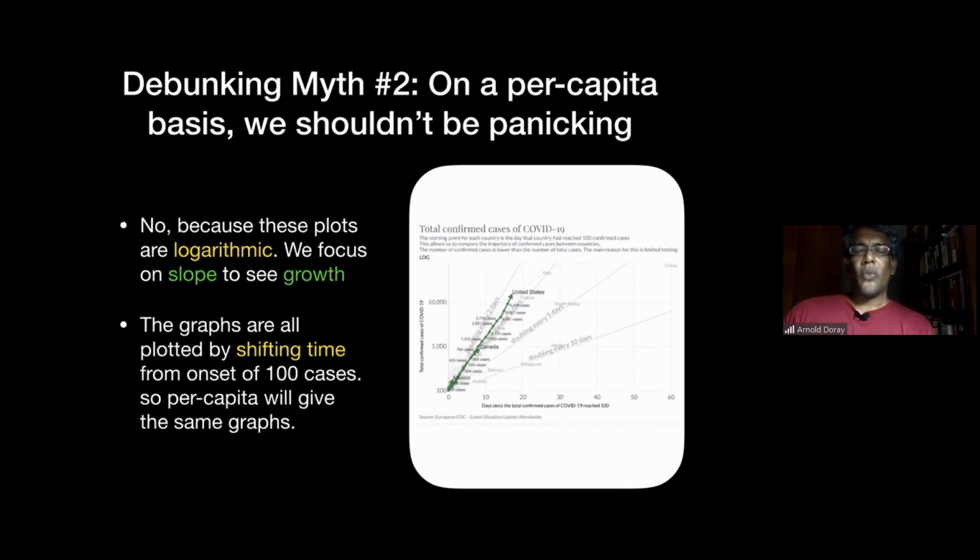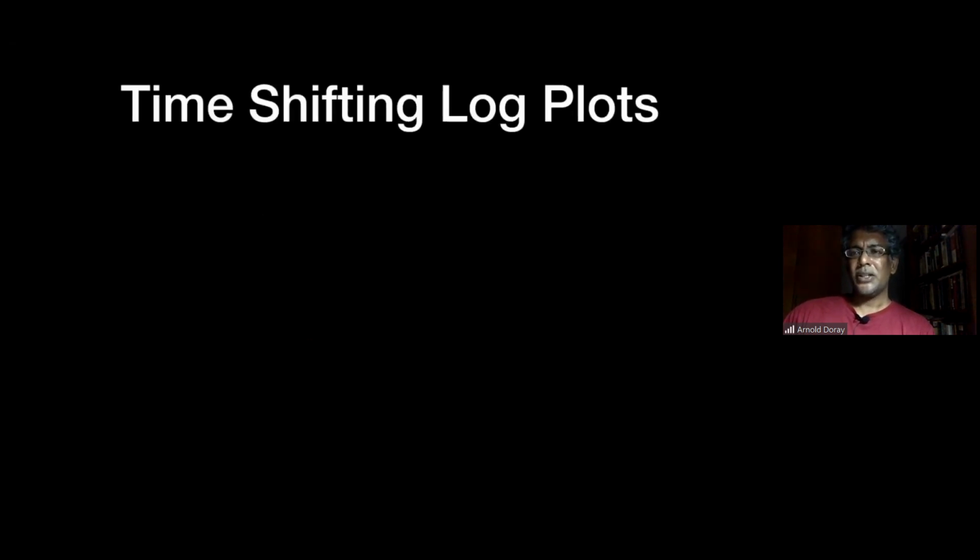What these graphs additionally do is that they are all shifted by time, so that they start at the onset of the first 100 cases. As soon as you get 100 cases in a certain country is when you start counting the number of days, which is the horizontal axis. So what that does is remove dependencies on the size of the country. Let me show you what I mean by this.